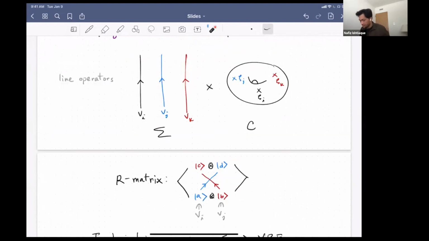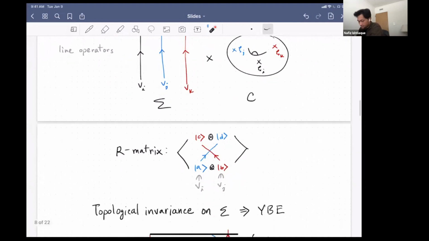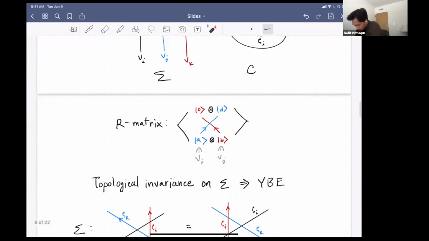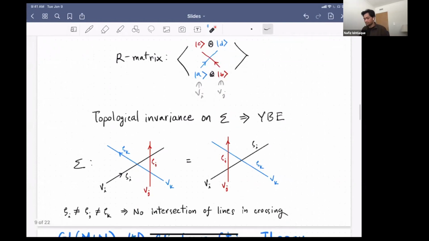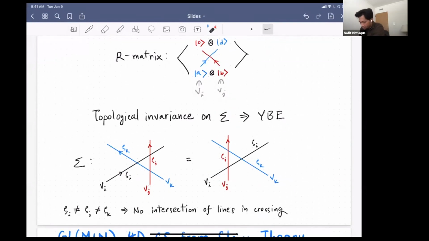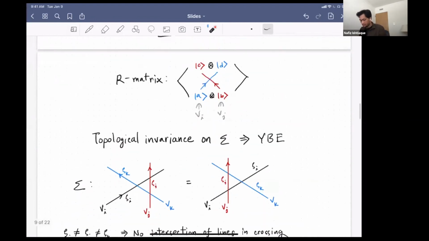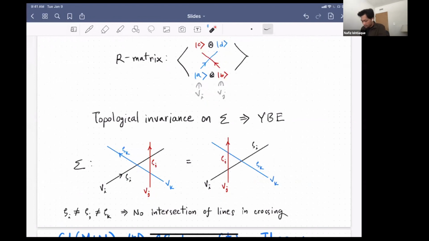Now we can compute the expectation values of such a system. We can take crossings of line operators, provide some incoming and outgoing states, and compute the expectation value. That will give us some matrix element of the R matrix. The fact that this theory is topological on sigma allows us to move a line from one position to the other. And as long as these lines are located at different points in the holomorphic direction, there is never really any intersection between anything.